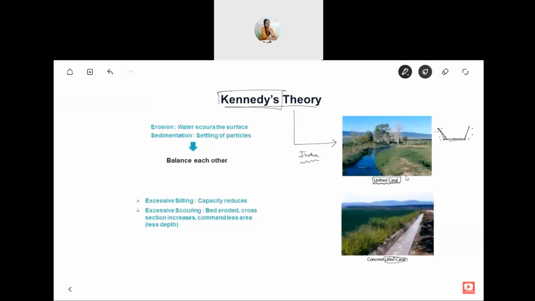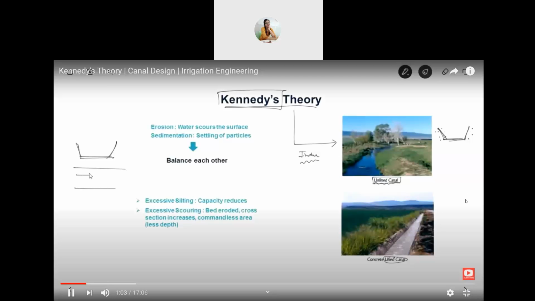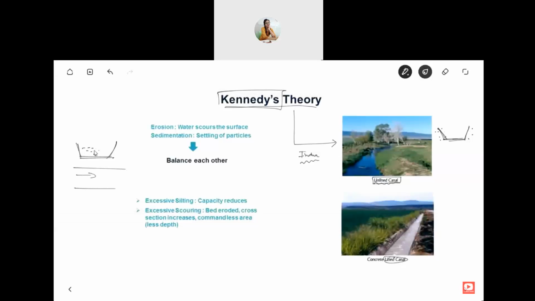So what happens in an unlined canal? I'm just drawing the cross section of the canal. When the water passes, some of the particles which are there get settled. Water always carries some particles along with it.